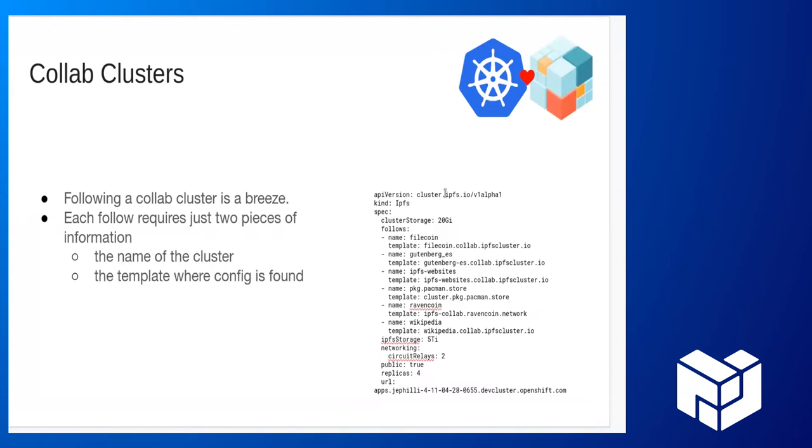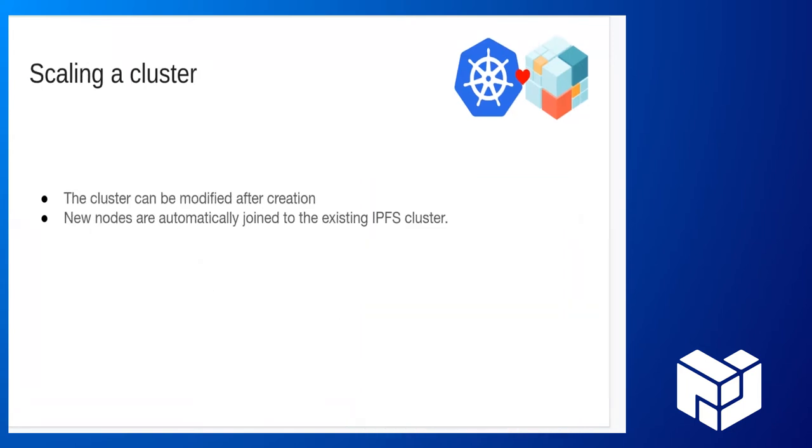We can create an IPFS cluster simply by specifying who you want to follow. It's the same process as creating a regular cluster, just as you saw. But in addition to allowing you to use it for your own purposes, it will also pin important content from around the world. In this example, we'd be pinning the Filecoin proof params, the IPFS websites, the Gutenberg content, and Pac-Man packages. Quick, easy.